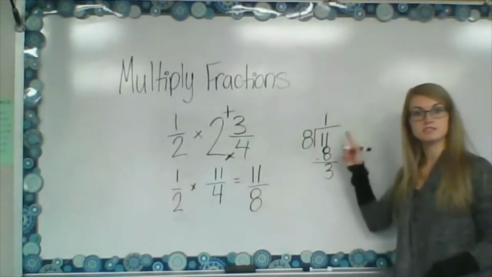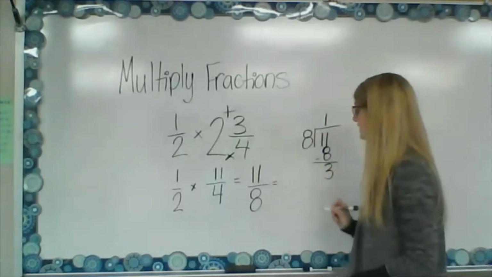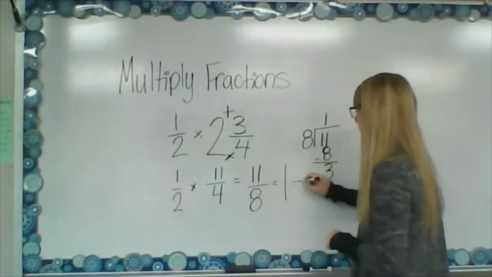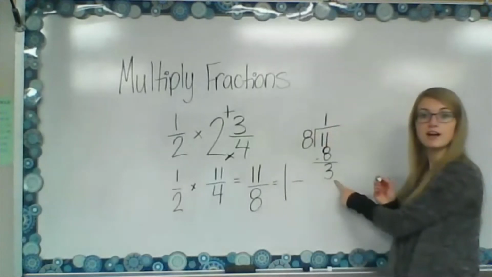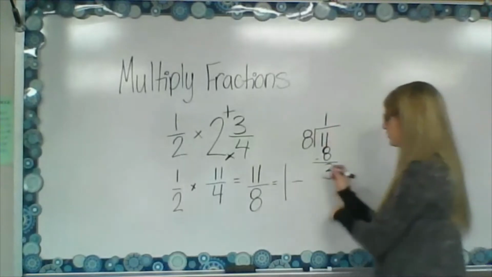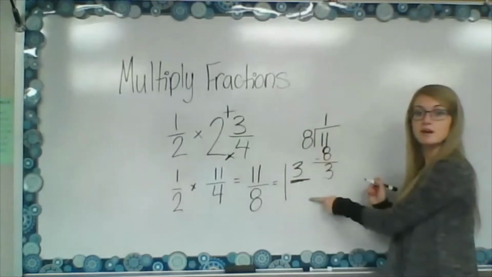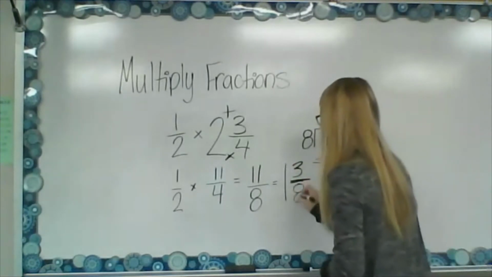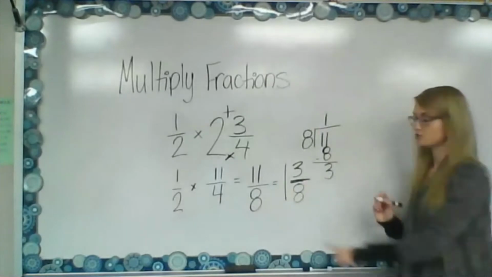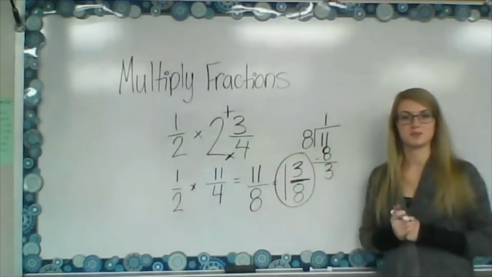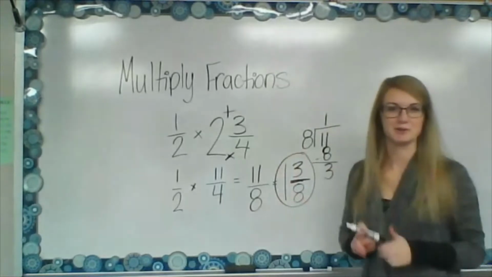So now, using this division problem, I can write a new answer. My 1 is the whole number, and I turn my remainder into a fraction. So I put the 3 on top, and I keep my same denominator of 8. So 11/8 is really 1 3/8. Okay, let's try one more like that.